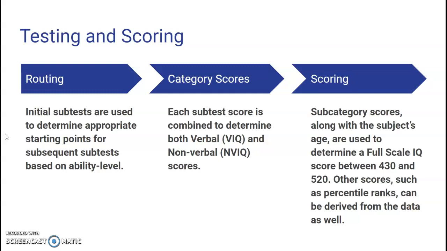Each subtest score is combined to determine both verbal IQ and nonverbal IQ scores. And then those subcategory scores of verbal and nonverbal are used with the subject's age to determine a full-scale IQ score somewhere between 430 and 520. And then you can derive other scores and things of that nature, like percentile ranks, from the data.